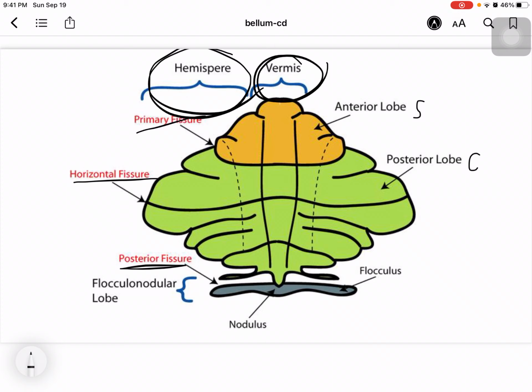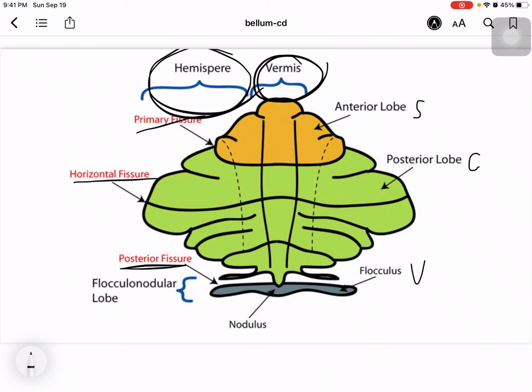The posterior lobe is your cerebrocerebellum, and the flocculus is your vestibulocerebellum. The anterior lobe functions for regulation of muscle tone, coordination, and coordination of skilled voluntary movement. The posterior lobe functions as an influencer to the planning of voluntary activity, whereas the flocculus is for the maintenance of balance and control of eye movements.